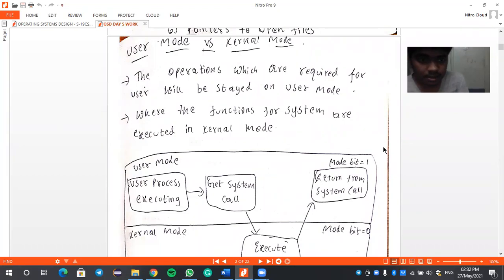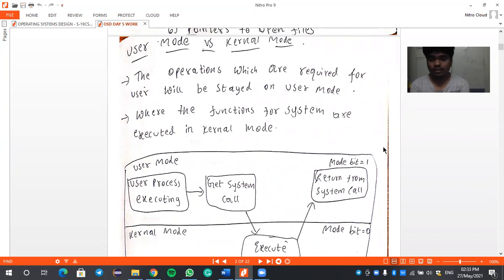So welcome back, guys. This is Madhav PVL, and today we are going to discuss user mode versus kernel mode. So basically, user mode and kernel mode are the two types of modes which we can see in the operating system. We need to know about both of these, right? So let us get a glance.